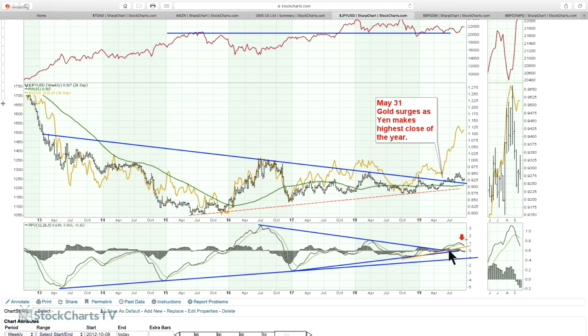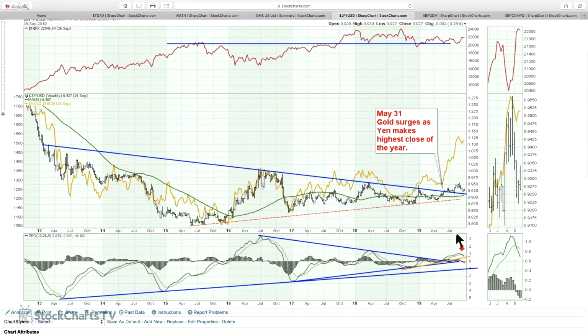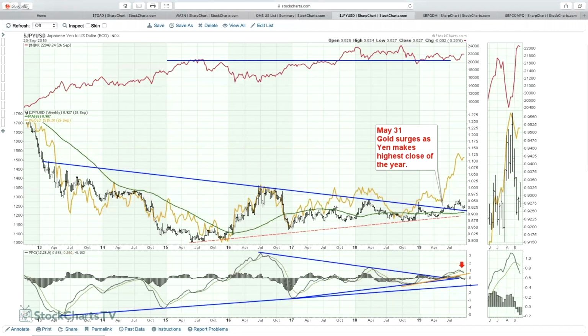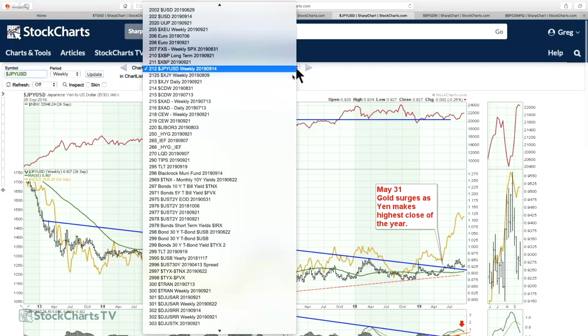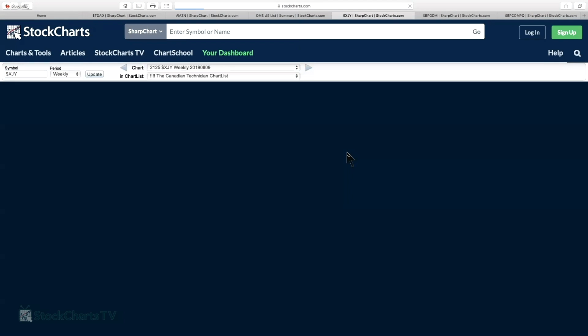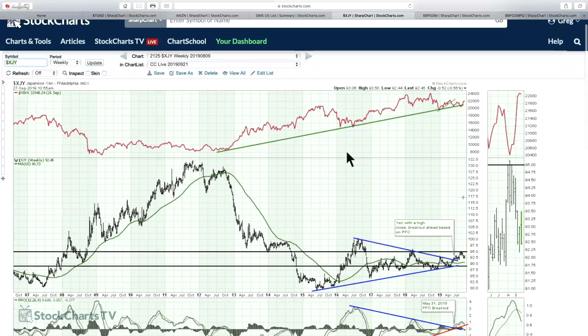Now we've got this yellow line that looks like we could start to lose, call it 9 months of momentum on the yen. So all of these are adding up that they're at very important inflection points, and we see the yen keep hitting its head right on this 95 level.